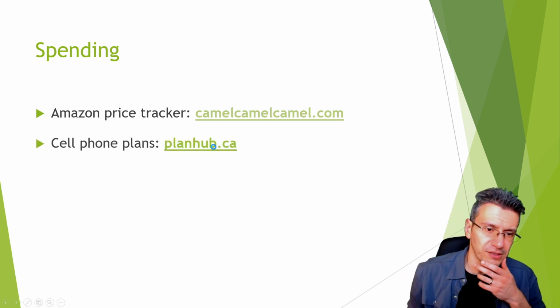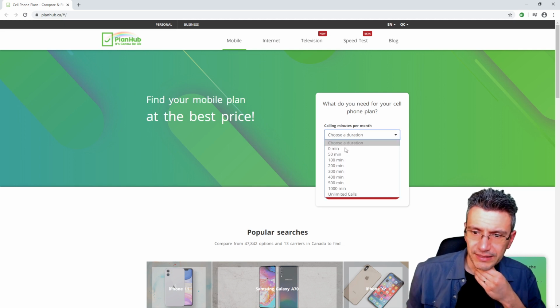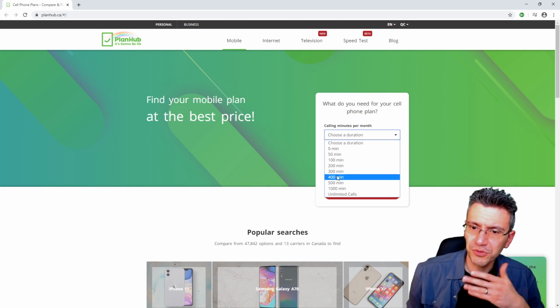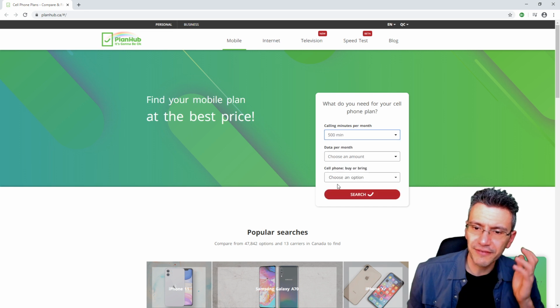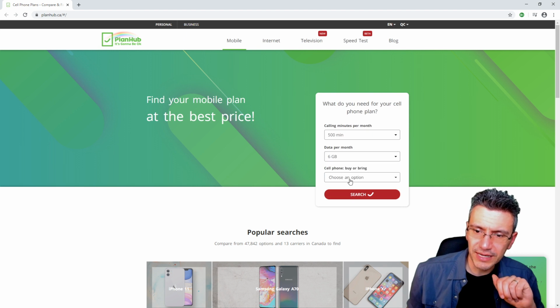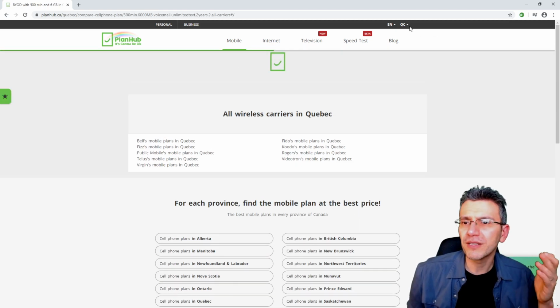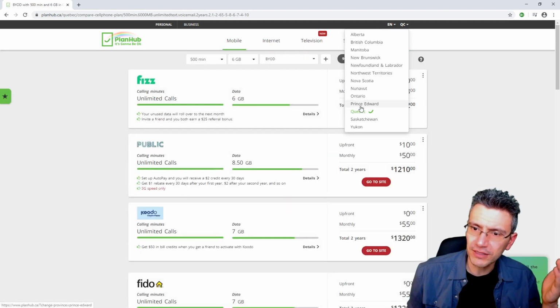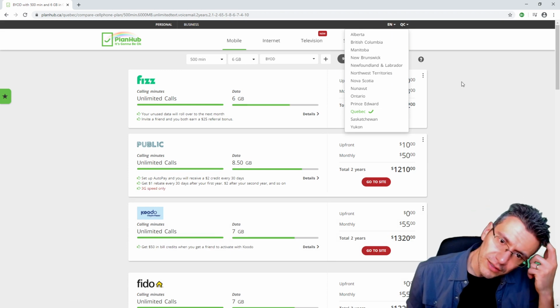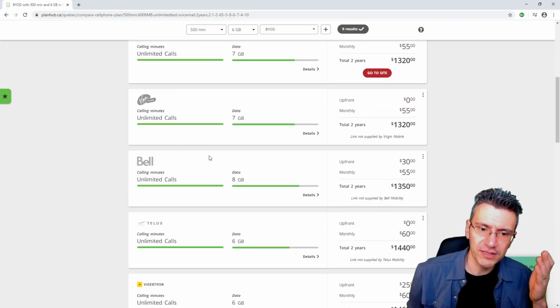Cell phone plans. This is a very handy little tool here. Basically, if you just go online, you have a plan in Canada. You can select how many minutes you want. Let's say you don't talk that much, so like 500 minutes is maybe enough for you. Let's say you want 6 gigs of data, and then let's say you have your own device. You can click this, and literally it will look. And here, because it detected that I'm in Montreal, obviously if you're in a different province, just select the province that you have, and it'll basically tell you exactly how much each one of these costs.